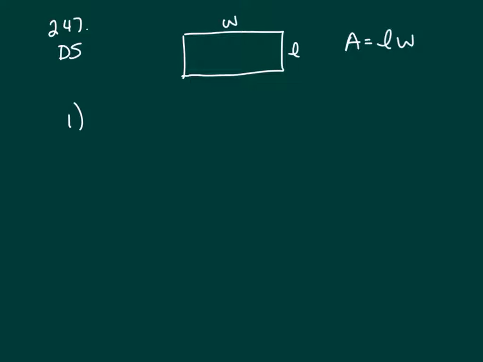We're trying to find the area of that rectangle. So to find the area, you'd have to know the length and the width, and then you'd multiply them together. So let's look at clue 1.